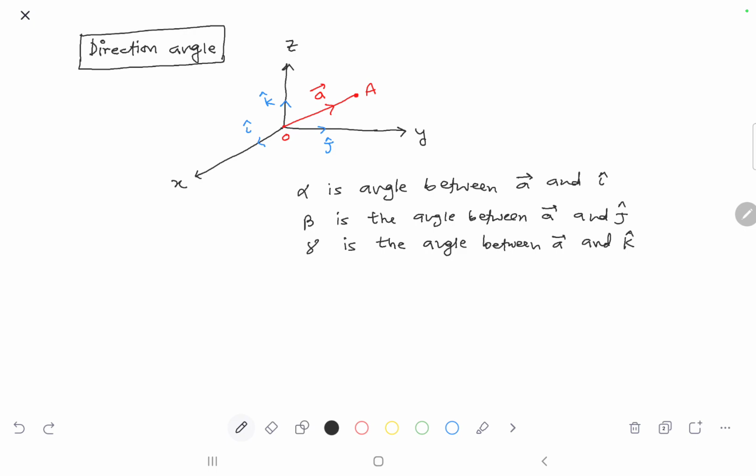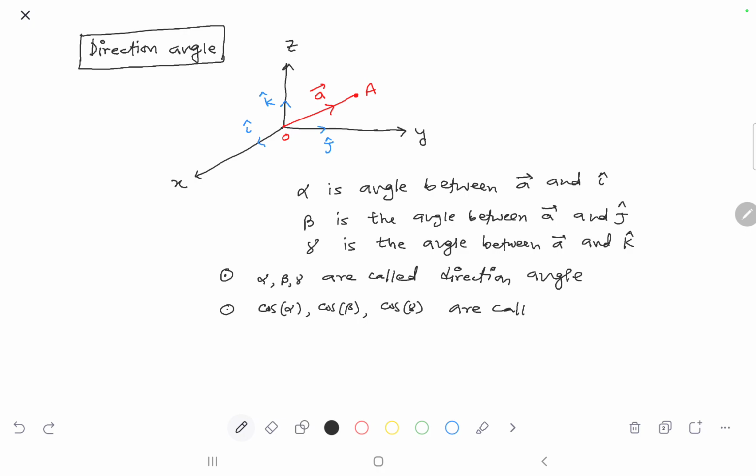So if you have a vector in space, then that vector must create three angles with the three coordinate axes, of course in the positive direction. In other words, vector A makes three angles alpha, beta, gamma with the three unit vectors i cap, j cap, k cap respectively. So alpha, beta, gamma are called direction angles because these three angles determine the direction of the vector. This is the definition. And the cosines of those angles, cosine alpha, cosine beta, and cosine gamma, are called direction cosines.